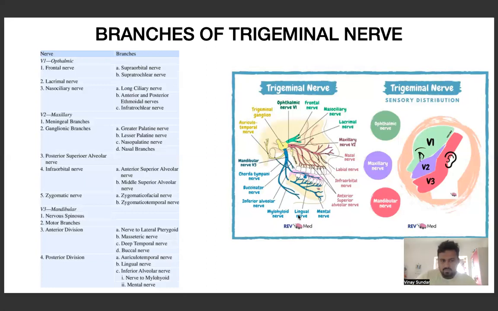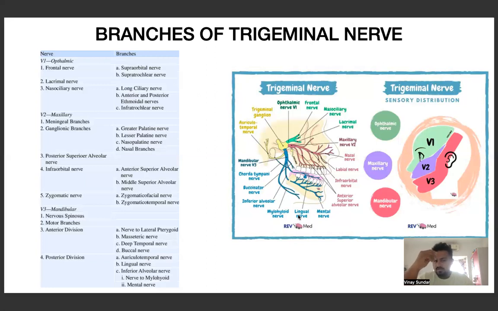So you have your nervus spinosus, which is one of the branches of the mandibular nerve. It has its meningeal branch. Remember, meningeal branch of the mandibular nerve, which goes to the nervus spinosus, one branch, one nerve, one artery, and one vein. That is what this nervus spinosus is about. Then you have your motor branches, anterior divisions and posterior divisions.